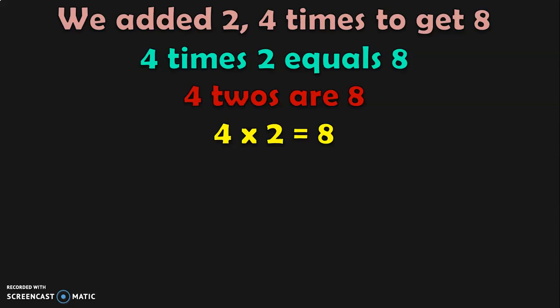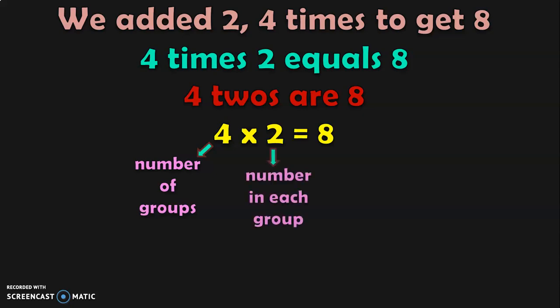This is a symbol for multiplication. 2 is equal to 8. 4 into 2 is equal to 8, where 4 represents the number of groups, 2 represents the number in each group, and 8 represents the total number. Hope you understood how we have written this.